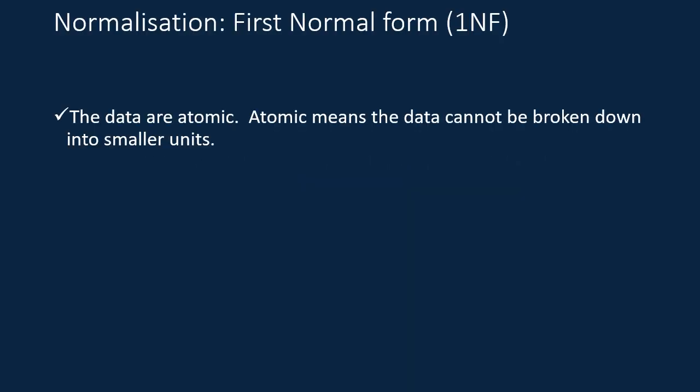I'm going to talk about database normalization, and in particular, I want to explain how we can get a database into first normal form. Now, to be in first normal form, a database needs to have data that are atomic, so that is to say you can't break the data down into smaller units.